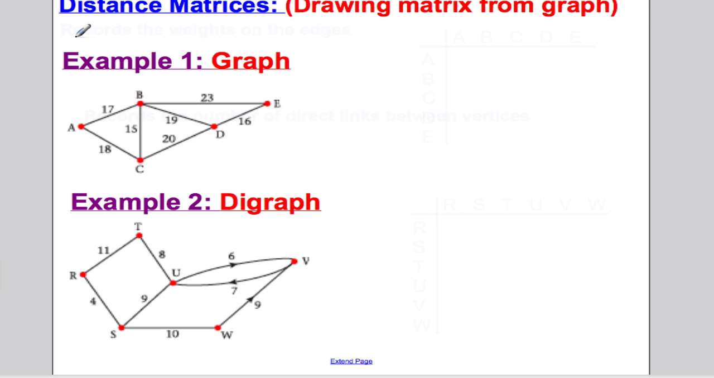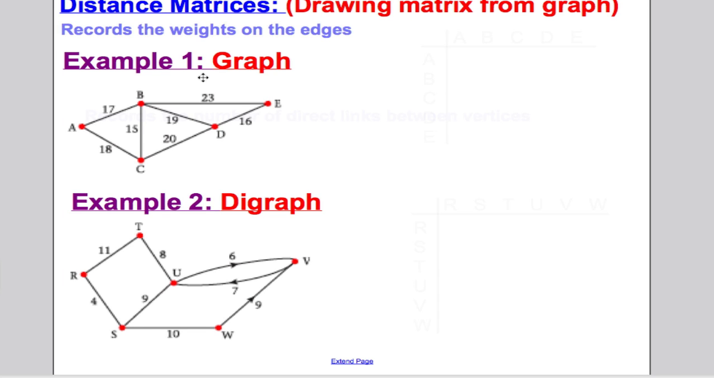And the next thing is distance matrices. Now what do you think these are? Well, distance matrices record the weights on the edges of the graph. It's not about connections and how many connections there are this time. It's weights on the edges, okay? So take a look at this graph here. This has got vertices A, B, C, D, and E, and it tells us various weights between these. These could be distances, prices, or anything to that effect, time, etc.